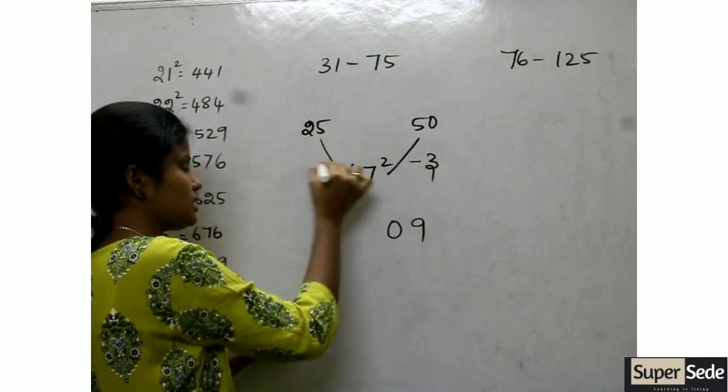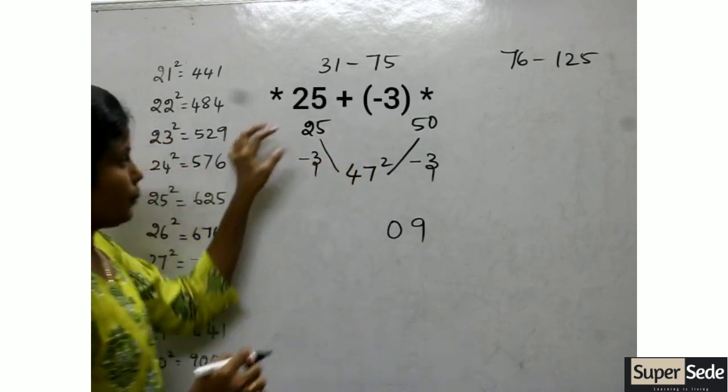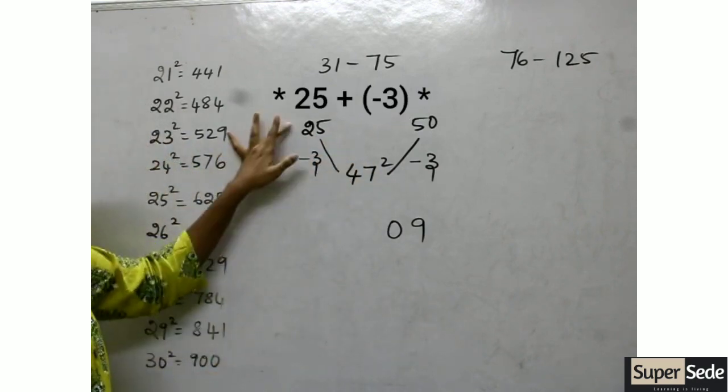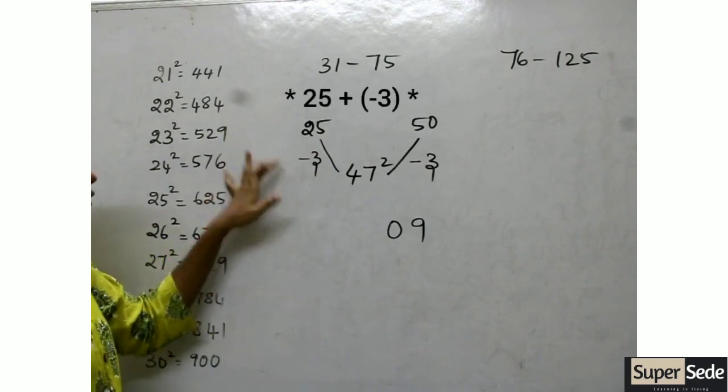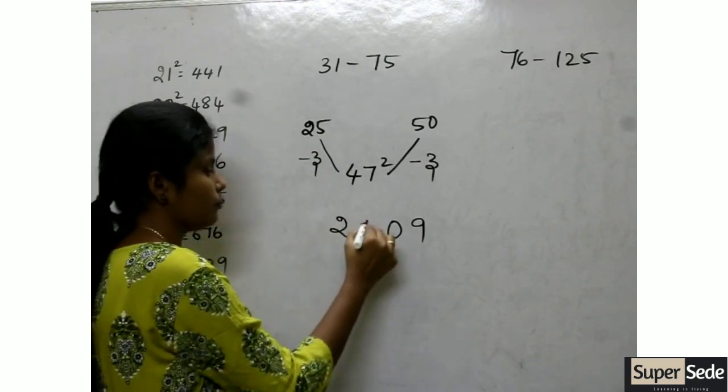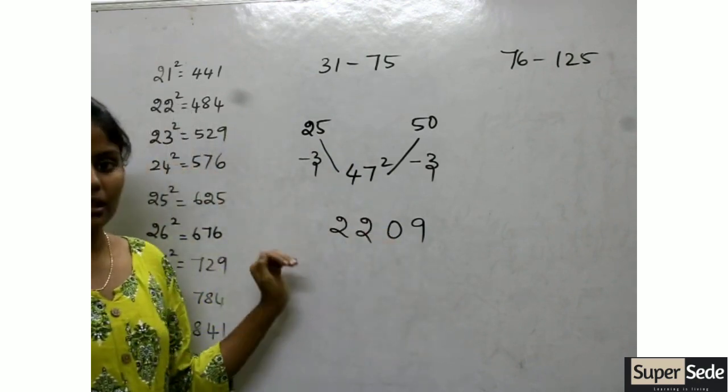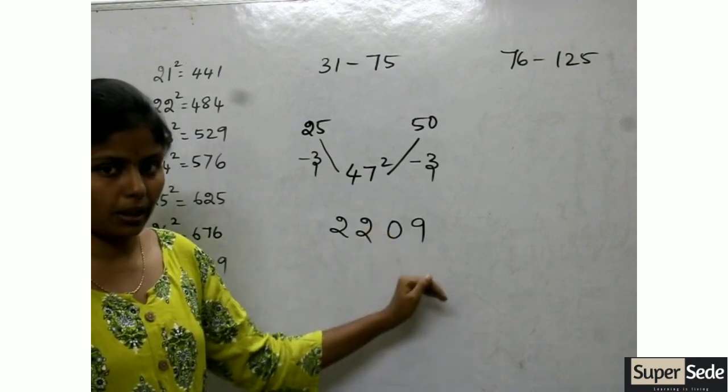Now take the minus 3 over here. Add 25 and minus 3, which makes 25 minus 3, 22. So 47 square is 2209.